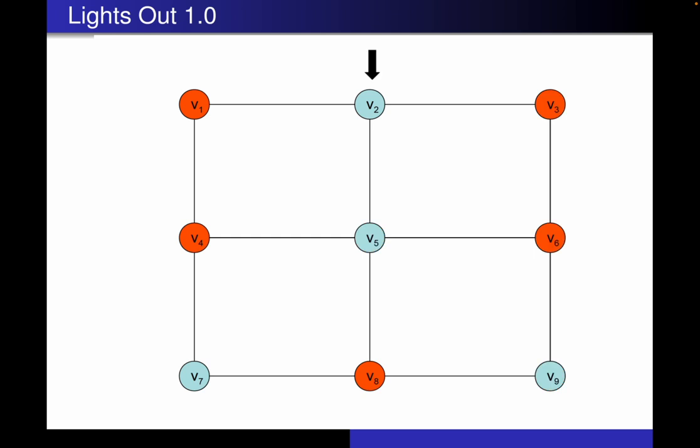Next, we'll hit V2. That is also adjacent to 3. So V1 and V3 will turn blue. V2 and V5 will turn orange. And then I'm not going to give an arrow for the last one because it's right in the middle. We're going to hit V5. And when we do, all the lights go off and we've won the game.